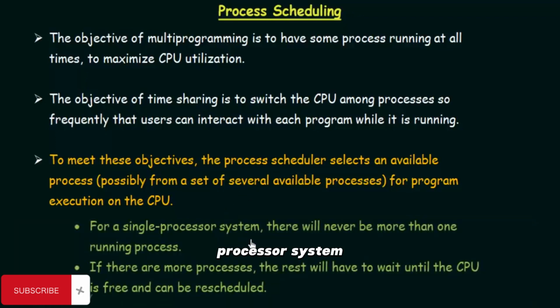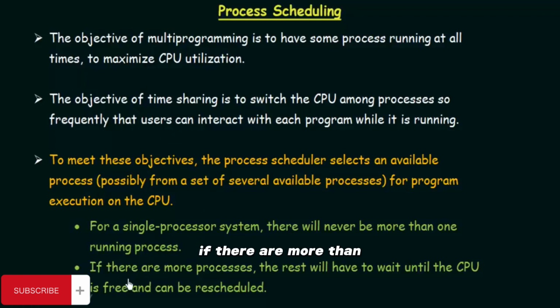So for a single processor system, there will never be more than one running process. If there are more processes, the rest will have to wait until the CPU is free and can be rescheduled. There will be only one single process running at a particular time, though it may look like there are many processes running at the same time. But what happens is, the CPU is switched so frequently among these processes that we don't even realize that.